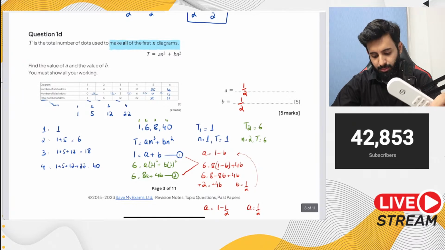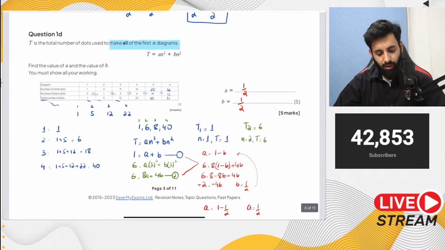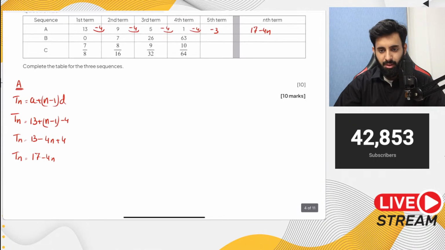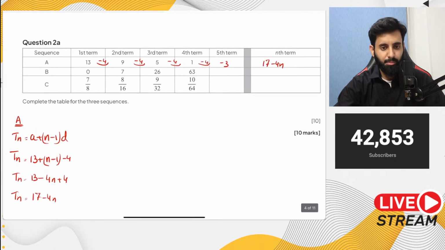Half n cube plus half n square. Okay, so did you guys observe anything in sequence B? Yep, it's cube. You're right. Cube numbers. So they're not exactly cube numbers, but they're very close to cube numbers.